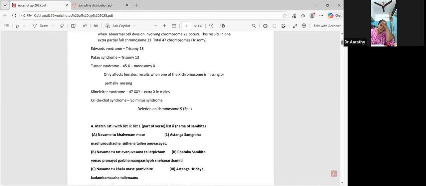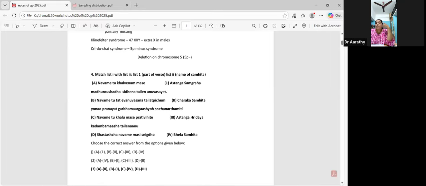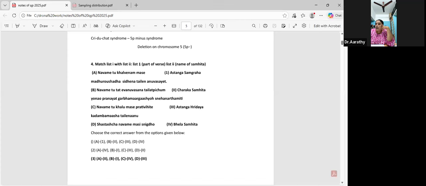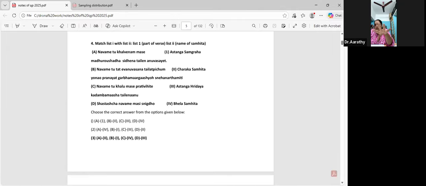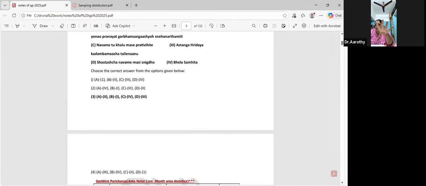Okay. The fourth question is "Navame tu khalu enam mase madhuraushadhasiddhena tailena anuvasayet." So the 9th month regimen of Garbhini according to each Acharya, that is what the question is. So this is explained in detail in Prasuti.